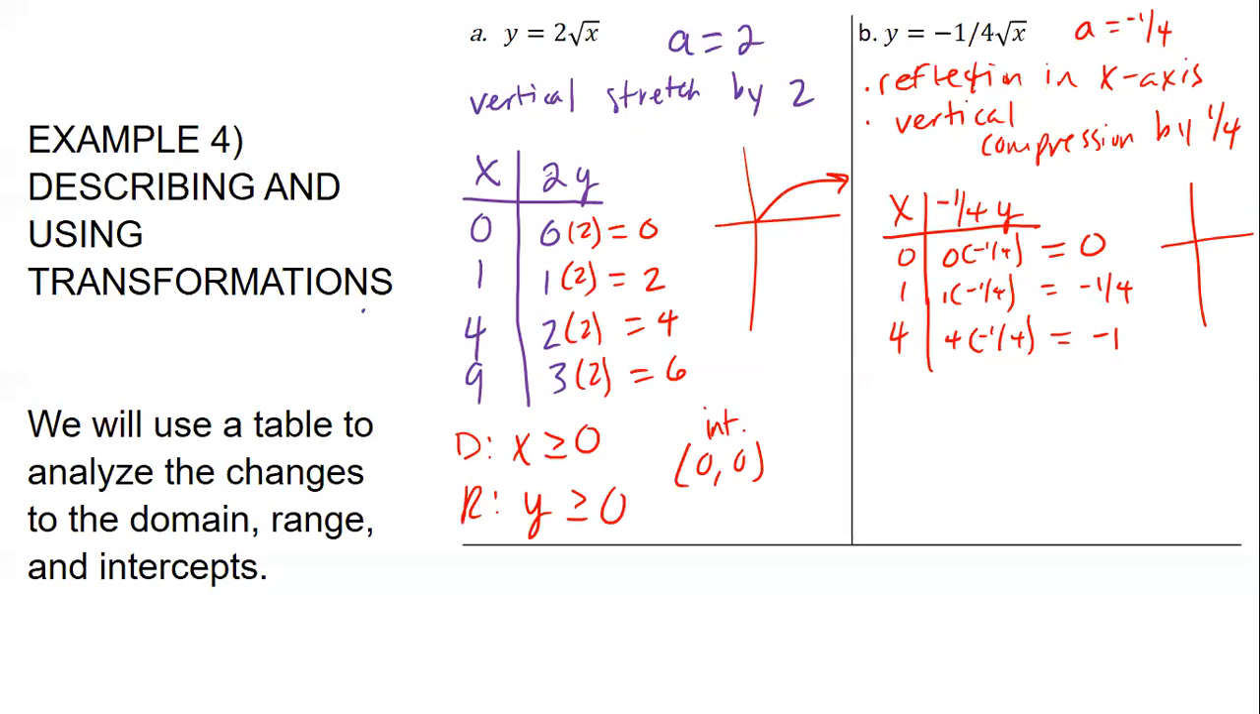So in my mind, I can see that my graph, instead of going like this, it's now going like this. Did my domain change? No, my domain did not change. X is still greater than or equal to 0. Did my range change? Yes, my range did. My range is now Y is less than or equal to 0. And my intercepts are still the same.